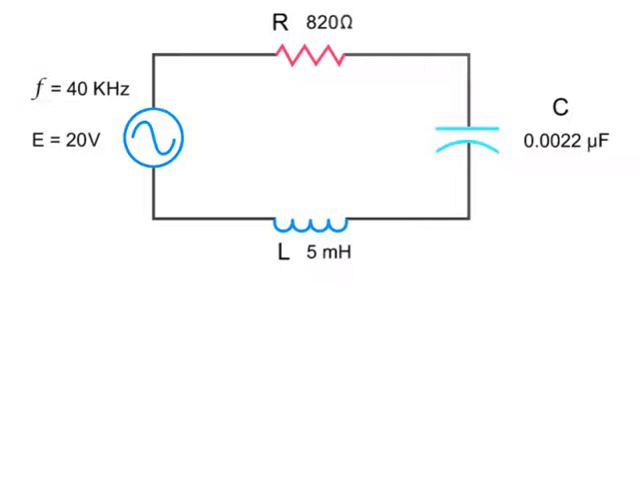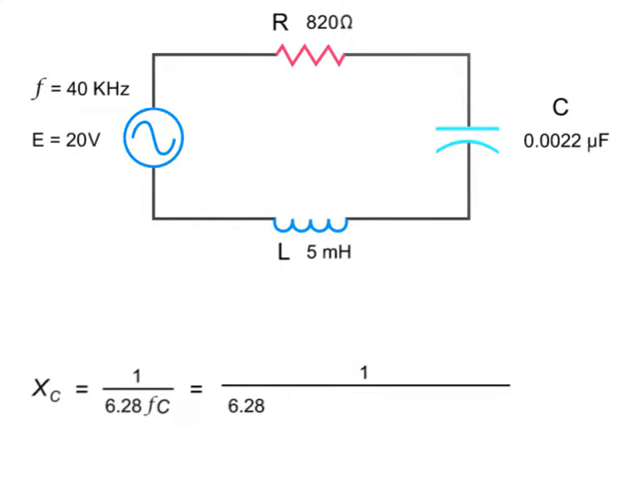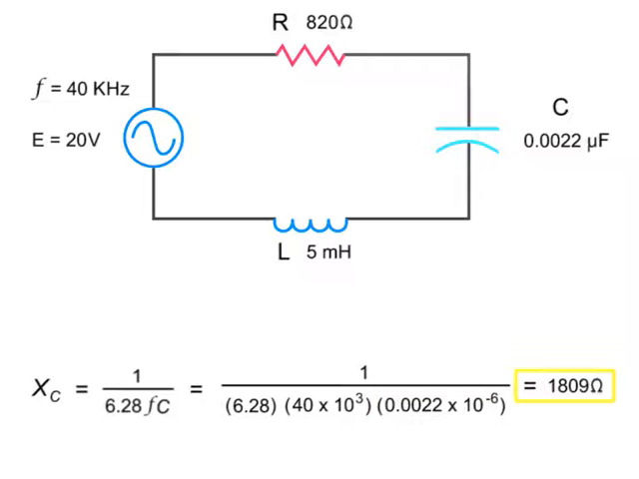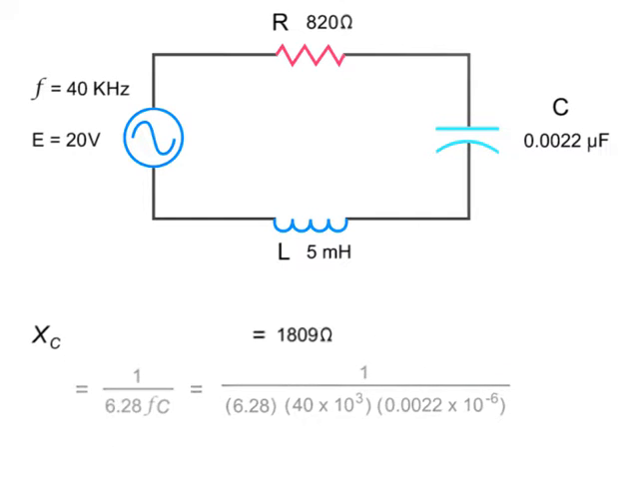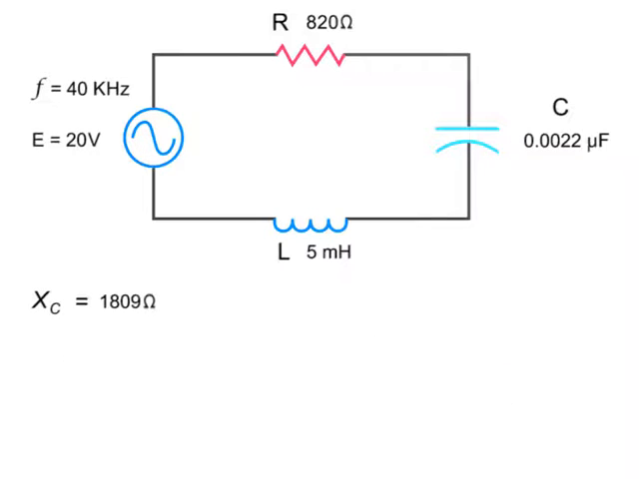To calculate the capacitive reactance in this series circuit, divide 1 by the product of 2 pi, the frequency, and the capacitance. So, substituting in the numbers, we have 1 divided by 6.28 times 40 kHz times 0.0022 microfarads, which equals 1,809 ohms.